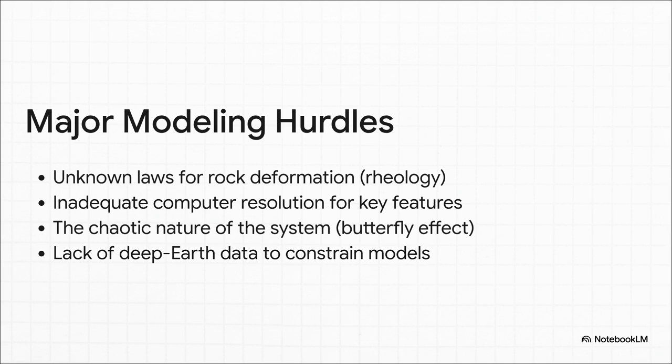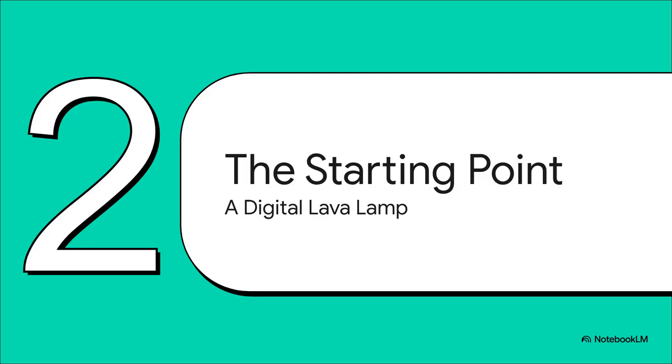Plus, the whole system is deeply chaotic. We're talking the butterfly effect, where the tiniest error at the start can lead to a totally different planet millions of years later. And the real kicker? We have very little direct data from the deep Earth to even know if our models are on the right track. So with all those challenges, where do you even begin?